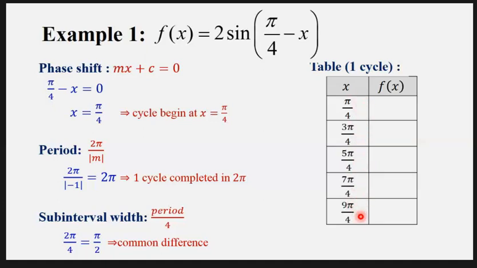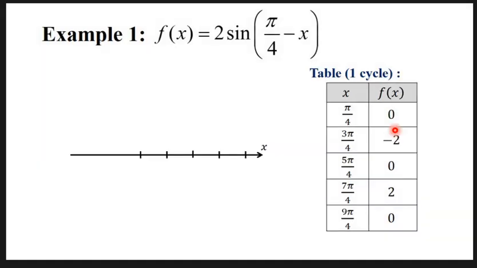Once we get the x values ready, we use our calculator to find the corresponding function values accordingly. So we have the first one 0, −2, 0, 2, and lastly 0. With this table, we can start to construct the graph of one cycle for the sine function, and I will begin with the x-axis first, where I plot all the x values from the table onto the x-axis accordingly.